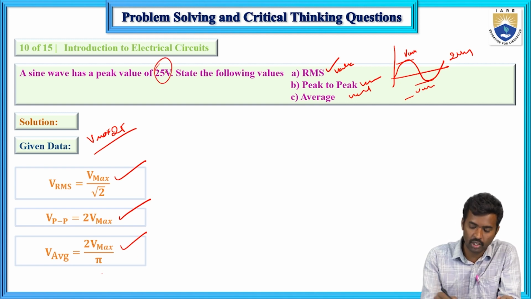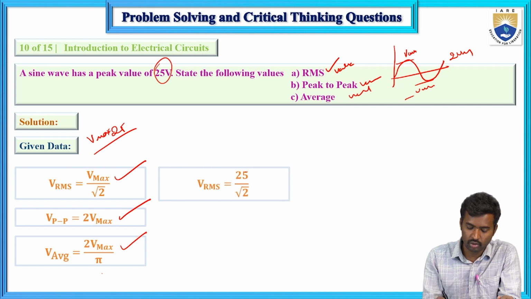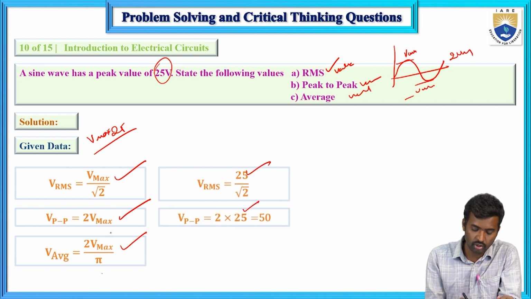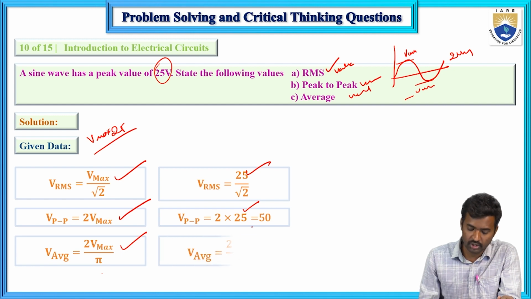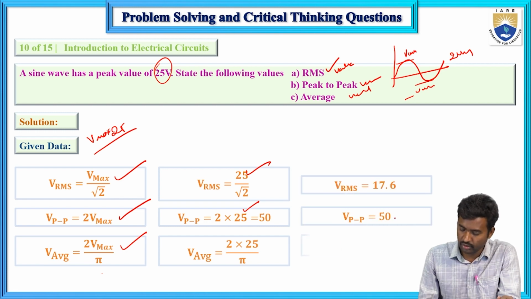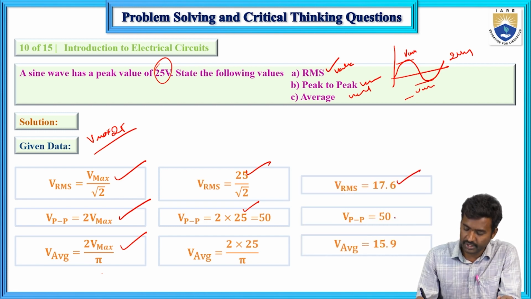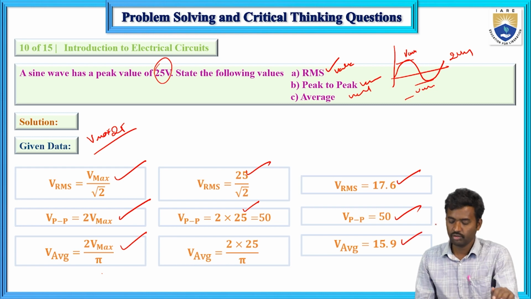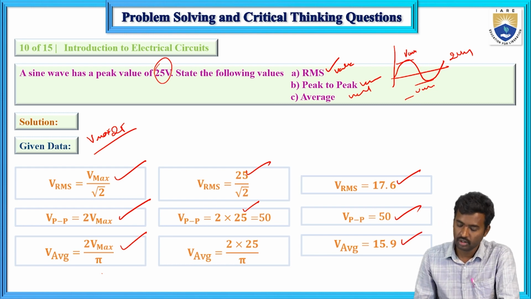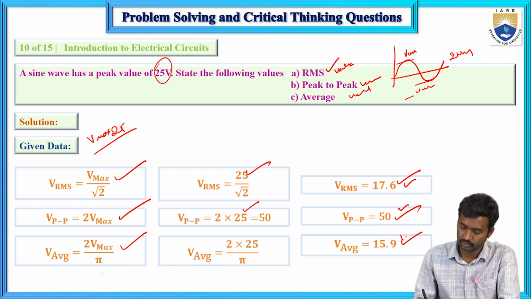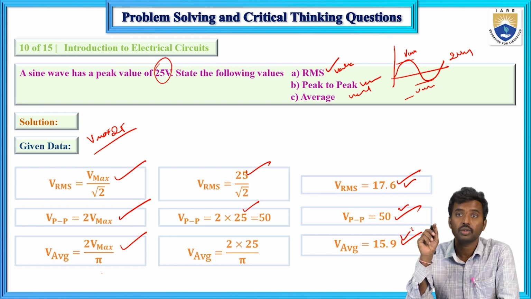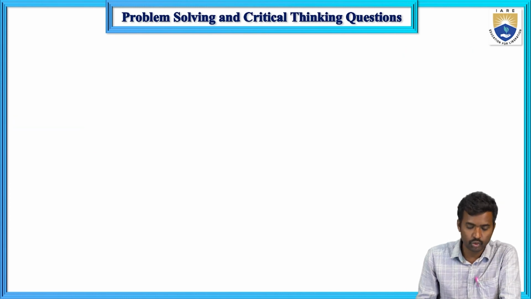We know the maximum value, then we can substitute in this. So 25 by root 2, and this one, 2 into 25, and next one is 2 into 25 by pi. So now final values, so 17.6, 50 and 15.9, all are in volts. So total 10 questions.